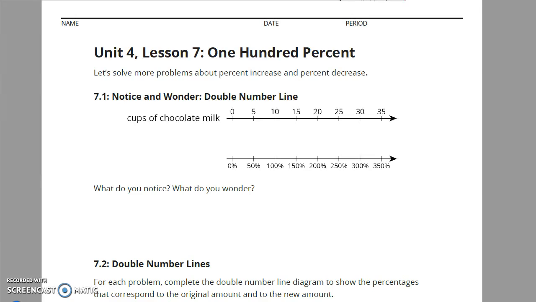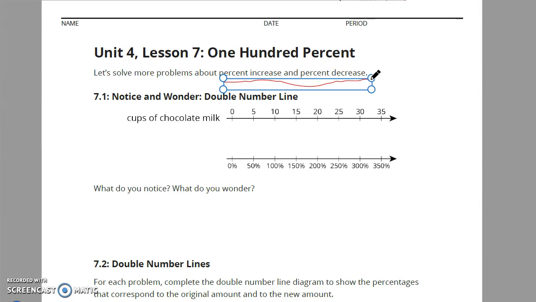Good morning, seventh graders. Let's begin our lesson 7. Let's solve more problems about percent increase and decrease. This is exactly what we did yesterday. It's just going to be in a different form.